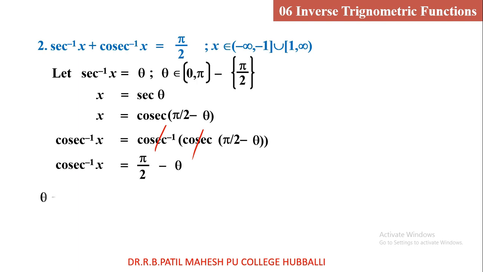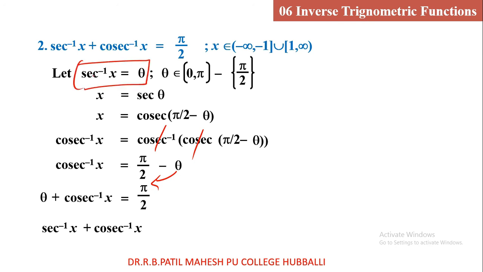Now you can take theta to the left side, so plus theta. So theta plus cosec inverse x equal to pi by 2. Replace the value of theta, that is sec inverse x. Sec inverse x plus cosec inverse x is equal to pi by 2. Hope you followed this property.